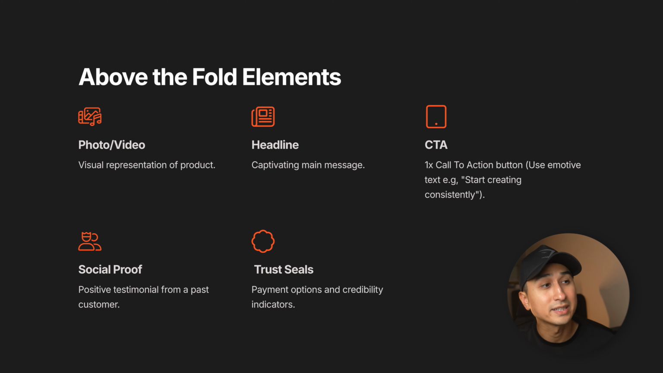And basically the above the fold section on your website is the area that people see straight away when they land on your website without having to scroll down. And this above the fold section should always consist of 5 elements. So firstly, a strong photo or video showcasing your product, a headline, 1 clear call to action, social proof, and trust seals. These 5 elements should be visible above the fold for both desktop and mobile viewing.